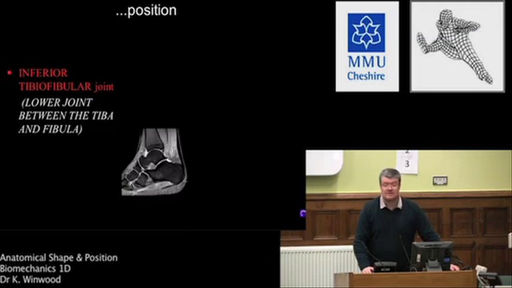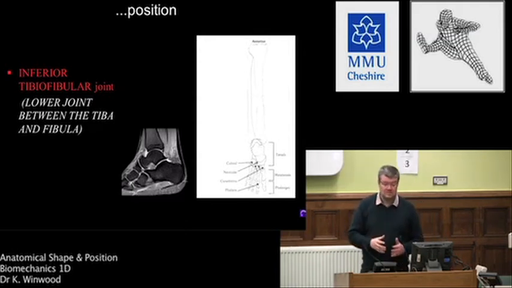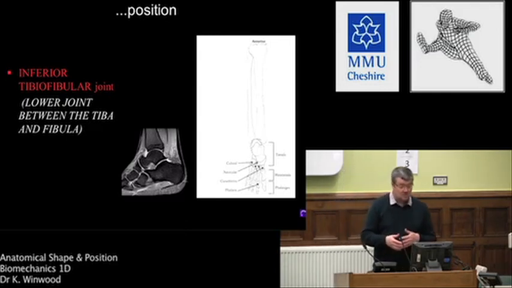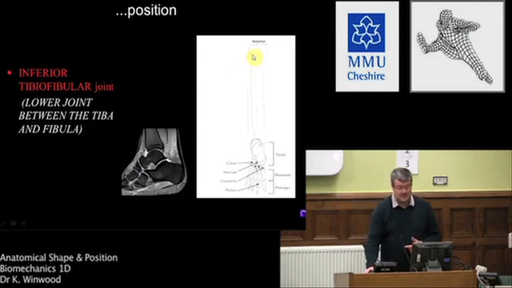Here, for example, is another position. It's a joint called the inferior tibiofibular joint. So where is it located? If we break it down, inferior is the lower region of the joint, and tibiofibular means in between the tibia and the fibula. If it was the superior tibiofibular joint, it would be the superior section, located up here at the junction between the tibia and the fibula, and this would be classed as the superior tibiofibular joint.